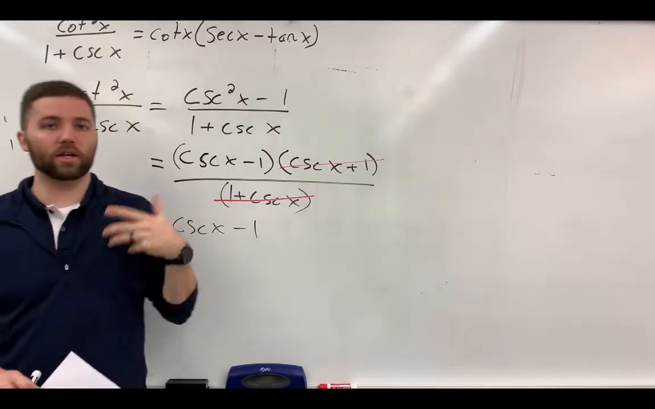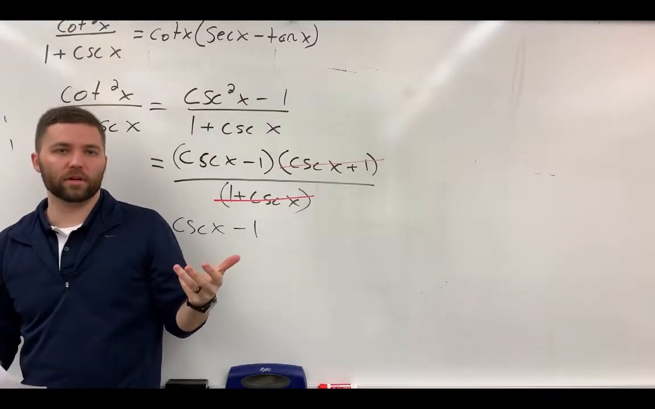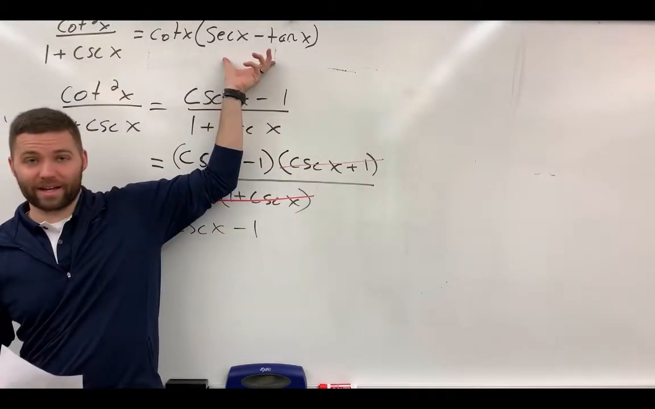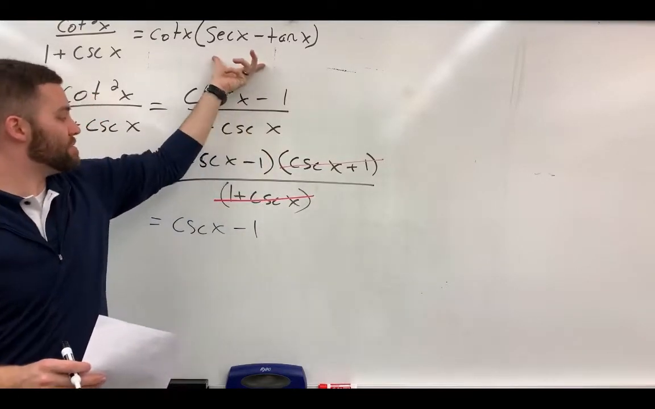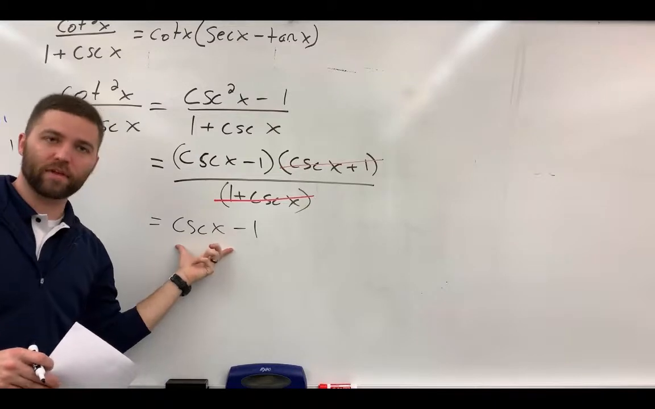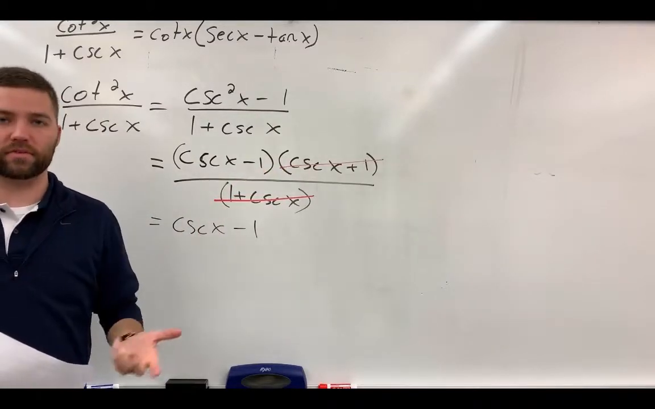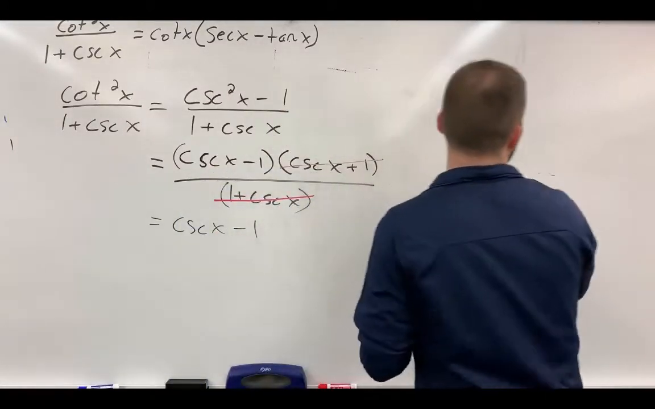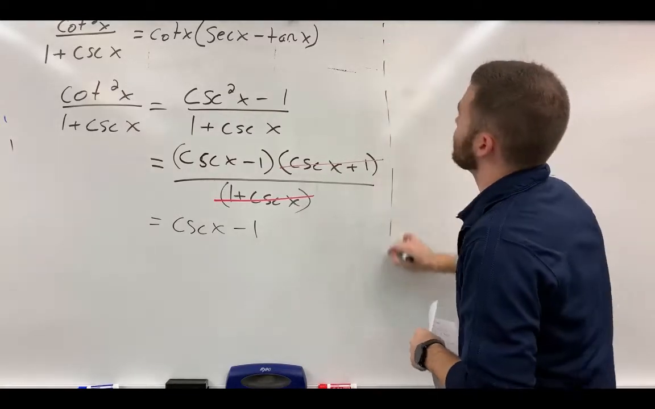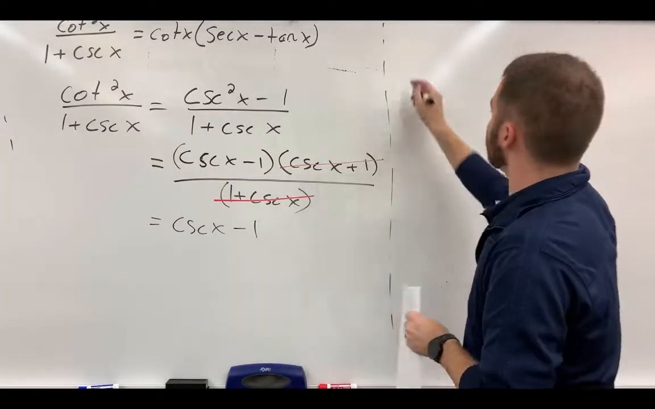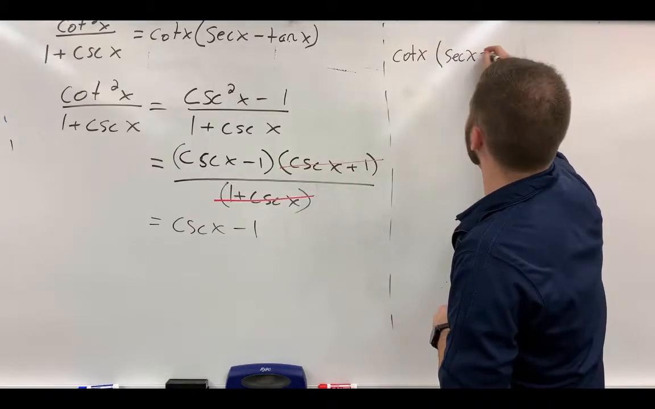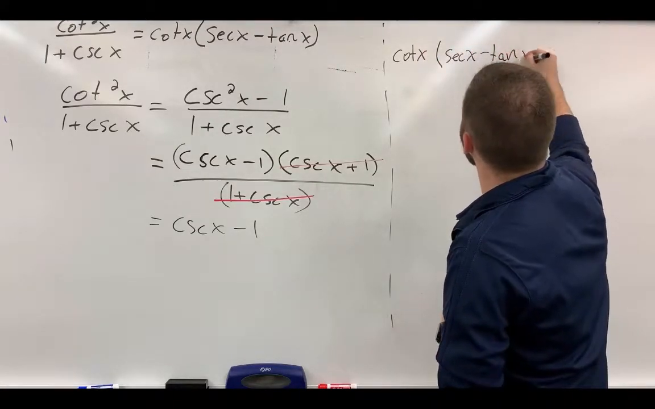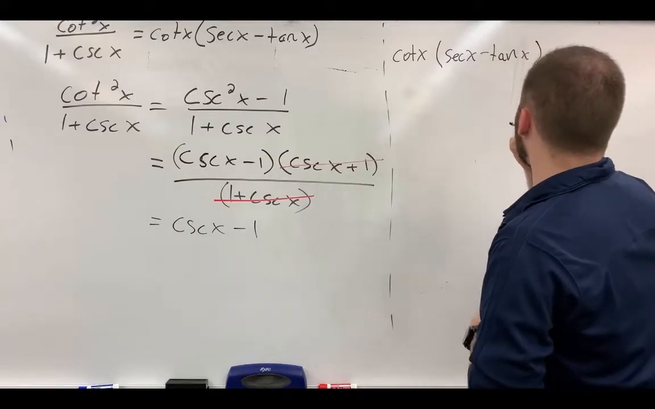Now, it's really not clear how you go from cosecant x minus 1 to here. So we can use a new technique that wasn't in any of the other videos. We can take the right-hand side, do some work on that, and see if we can figure out how this might end up here. And then we'll connect those two pieces of work. So let's do that over here. So sketch that out. And so we're going to take this cotangent of x times secant of x minus tangent of x. And we're going to work on this.